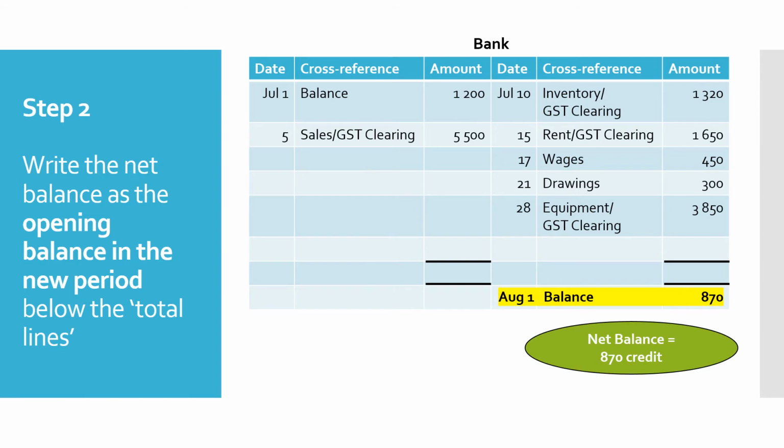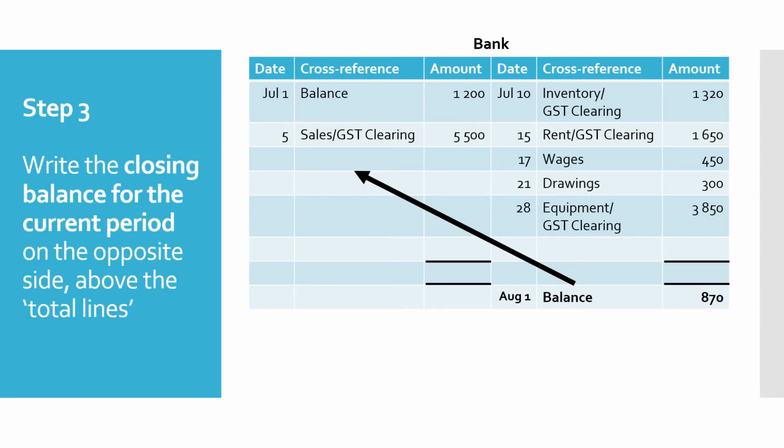In this next step, we are writing the closing balance for the current period on the opposite side above the total lines. In our specific example here, we have already worked out that we have a net credit balance of $870 as at the end of the month, and we have already correctly shown this as an opening balance as of the 1st of August on the credit side.